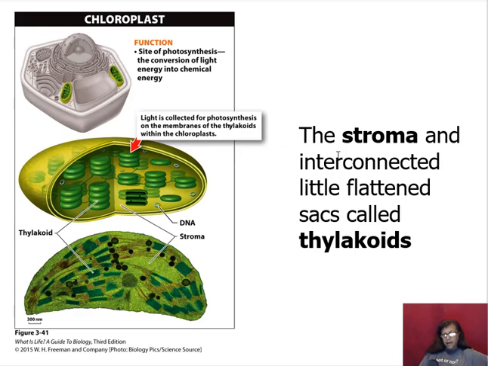And so we have both stroma, which essentially is all of the inside material, if you will, and these interconnected little flattened sacs that basically act like energy-creating batteries called the thylakoids. That's these little stacked battery-looking things. That's what's actually creating the energy through photosynthesis inside the chloroplast. All right.